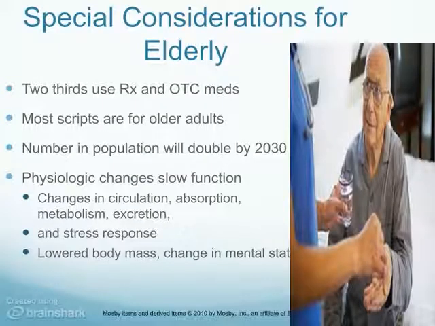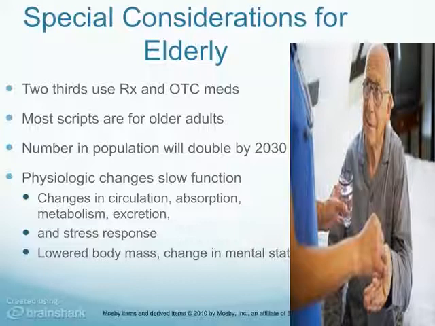We know that over 2/3 of all prescriptions and medications, over-the-counter medications, are ordered for the elderly. And we expect that population to increase as the years go by. And as people age, their physiologic function changes as well. They have changes in circulation, their ability to absorb, metabolism, as well as the excretion, meaning getting rid of the drug either through the kidneys or through the urine, through the liver.